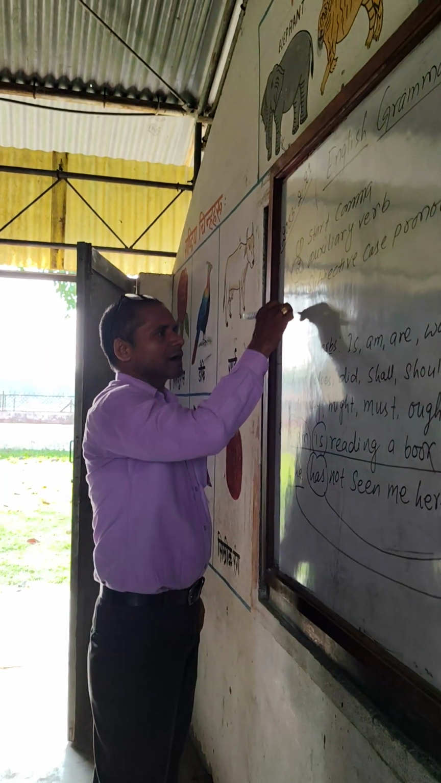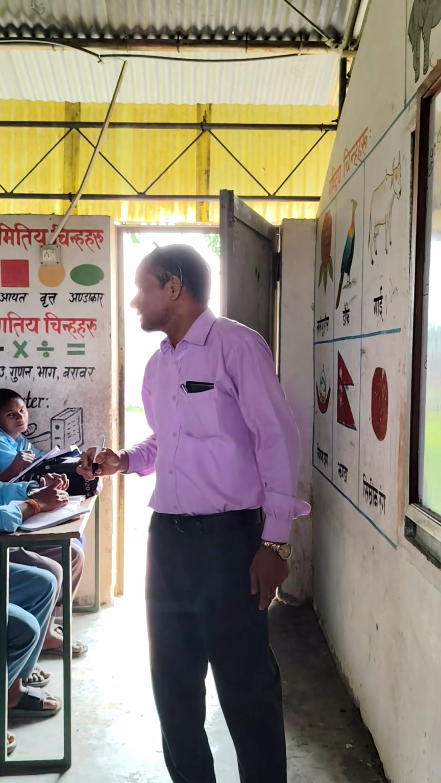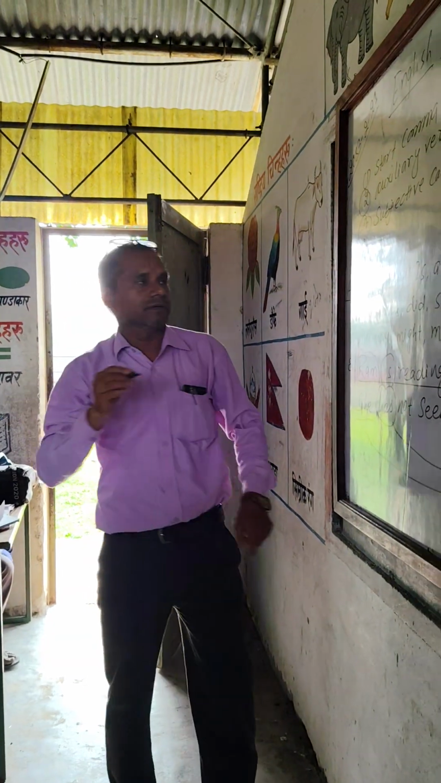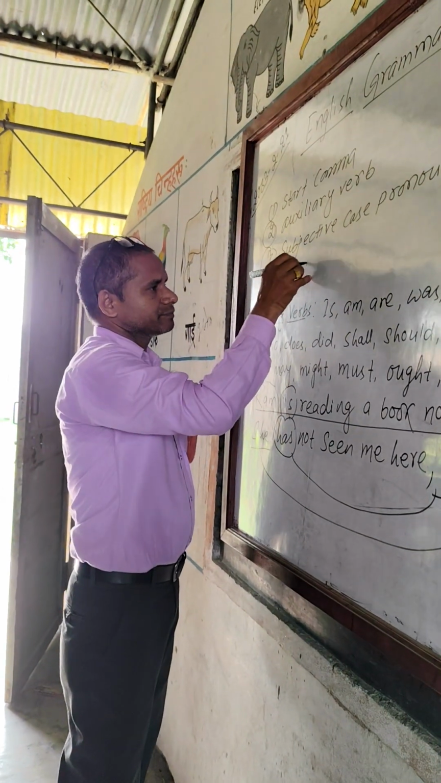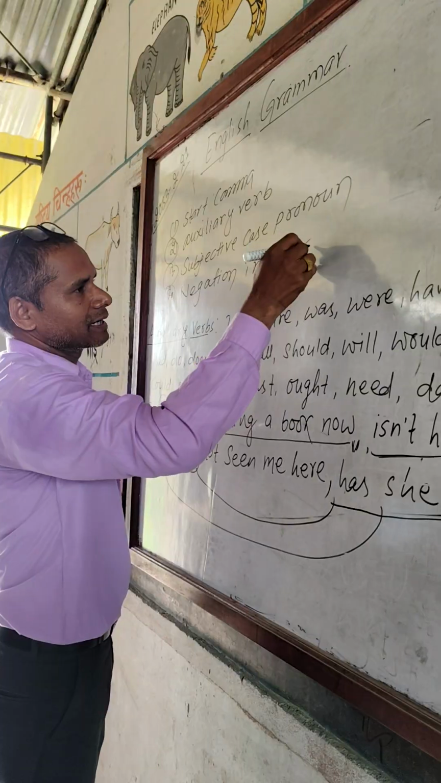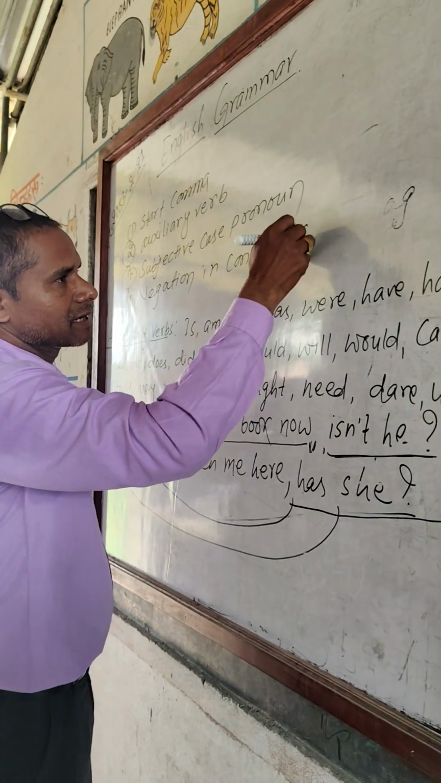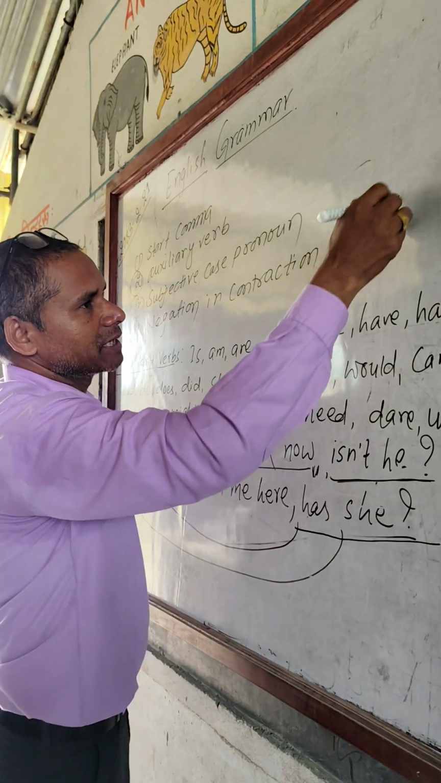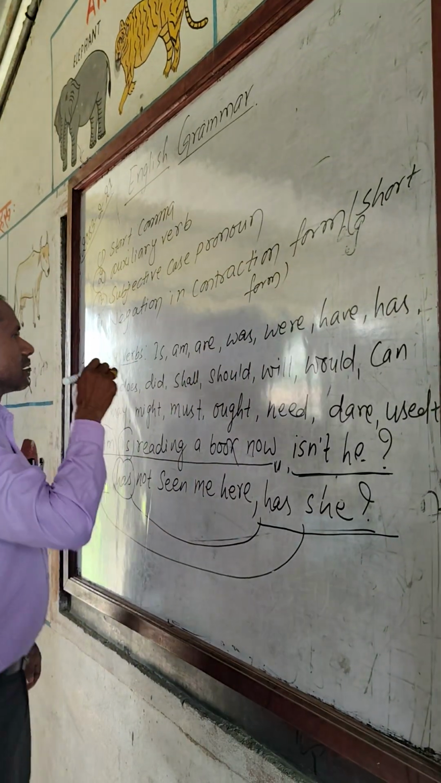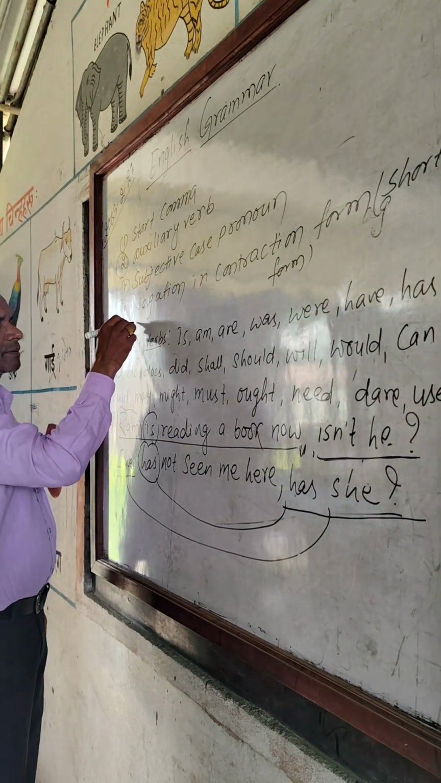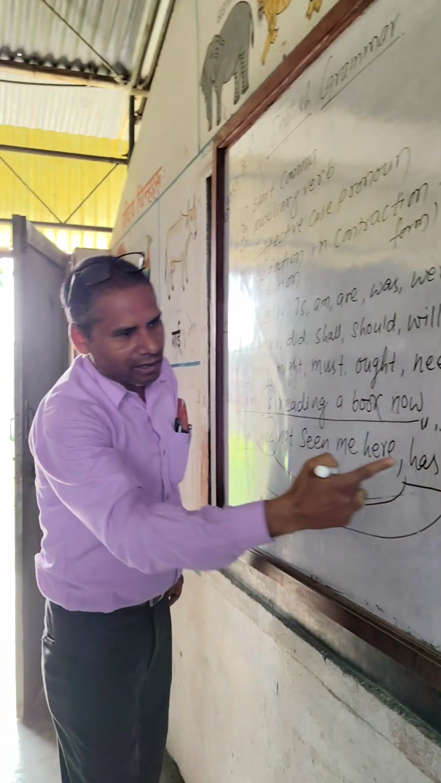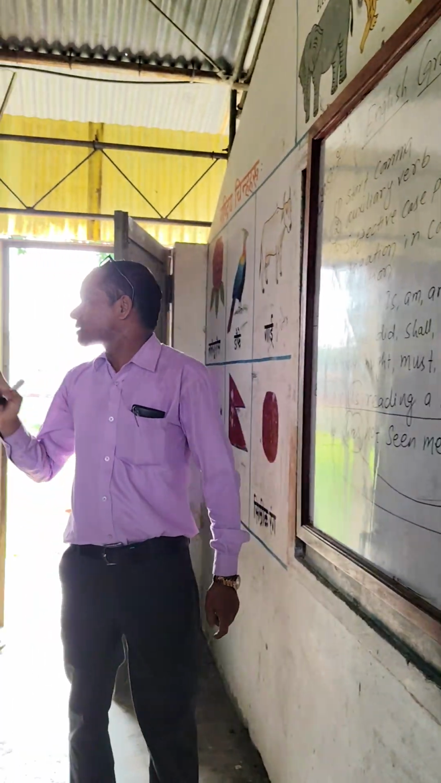Then if there is a negative tag, the negation should be in the contraction form. Contraction form means short form. Then there is a question mark at last. And all the letters must be in small letters.